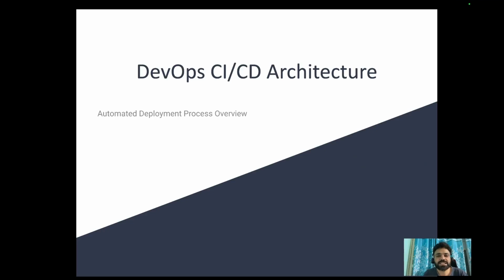Today I am here to explain DevOps CI/CD architecture which you can use in your current environment to deploy microservices and application to OpenShift or Kubernetes cluster.